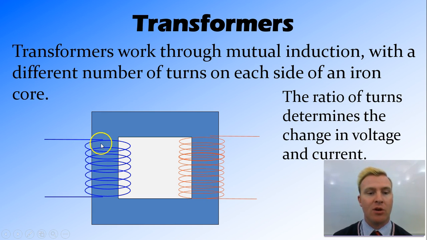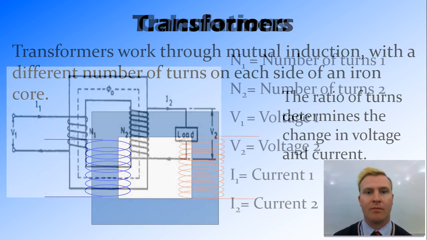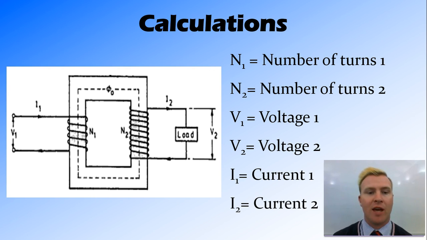And how many turns there are on this side compared to this side determines the change in voltage or current, whether it's going to go up or down. I will now get into a few calculations on how we do that. But first, just to define some terms. So we have here the one side is the incoming side, and the two side is the outgoing side.